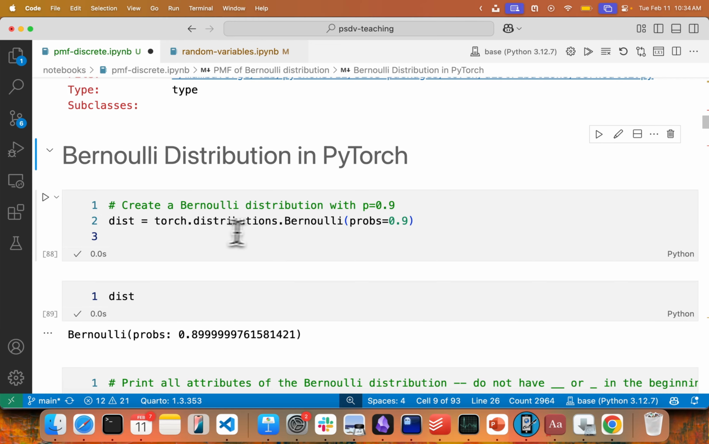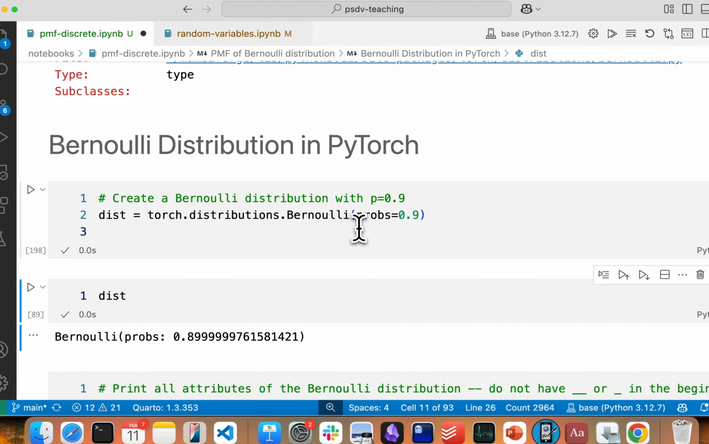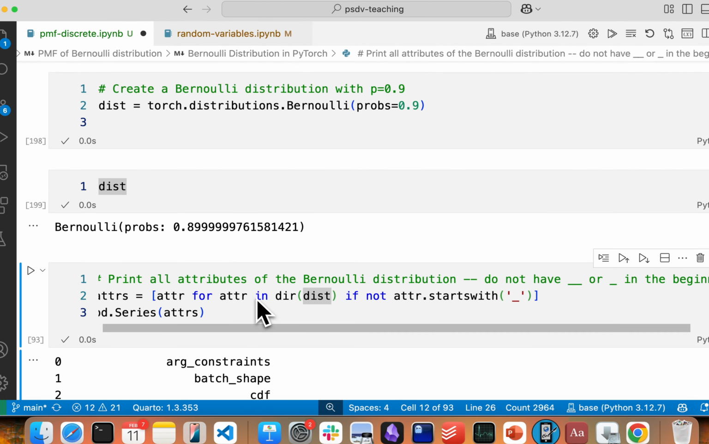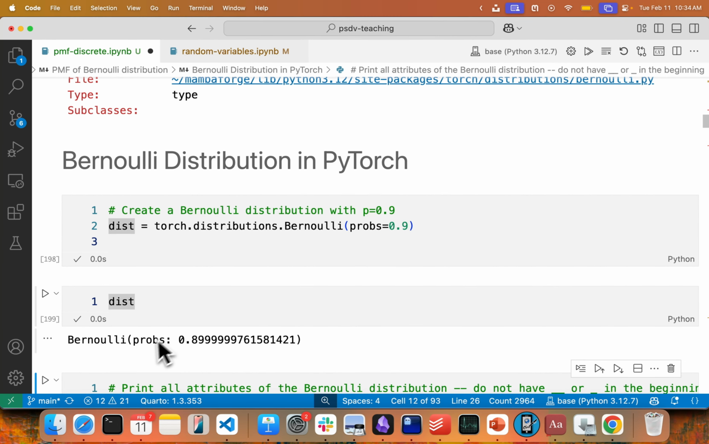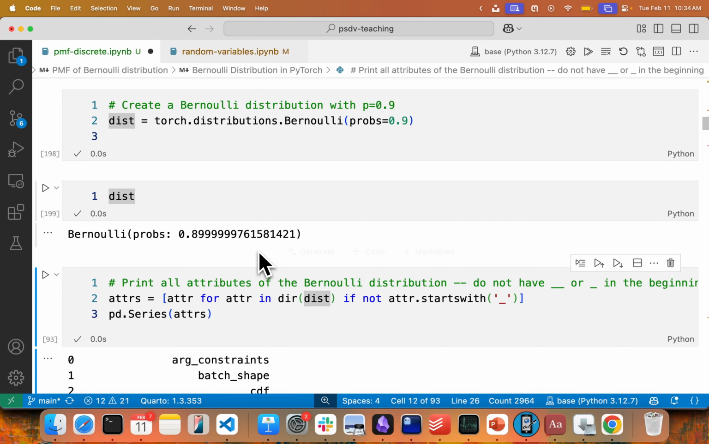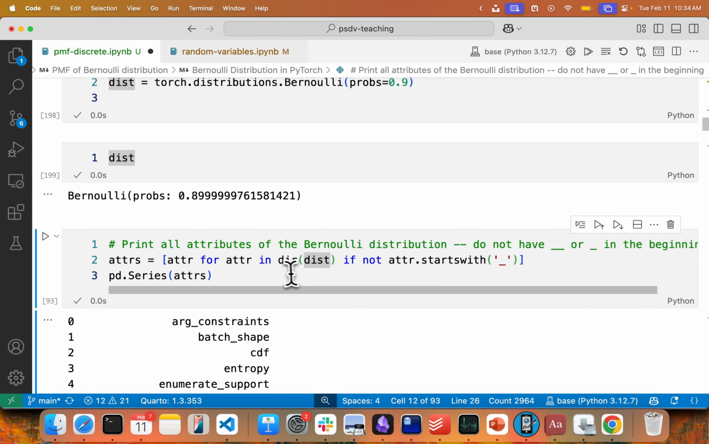I say dist equal to torch.distributions.Bernoulli with probs. I can just print out this variable and see what I get. It prints out the probability, which is 0.8999, which is just floating point imprecision. This is just 0.9. I also call the dir function. I don't know if you've seen this function earlier or not. The dir function will give you all the different attributes associated with this dist object, and I'm removing the ones which start with underscore.